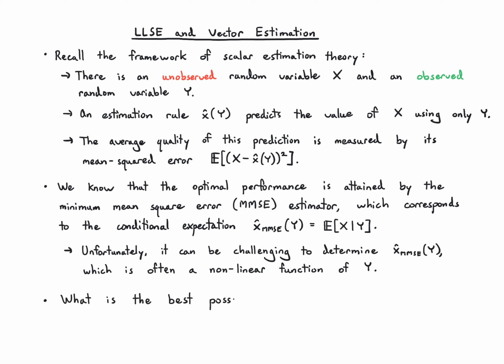What's the best possible linear estimator, meaning an estimator of the form x hat of y equals ay plus b? So some linear scaling of y plus an offset b, and we're going to call this a linear estimator. Technically, it's affine because I have the shift b, but we'll just call it linear for now. That's the convention.